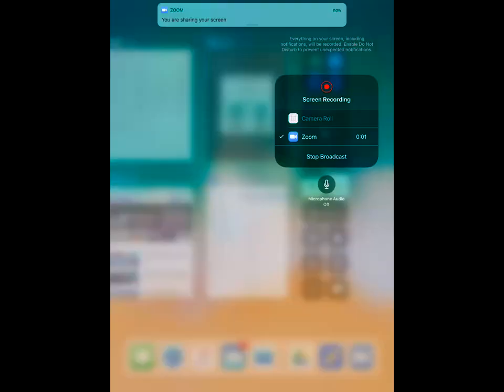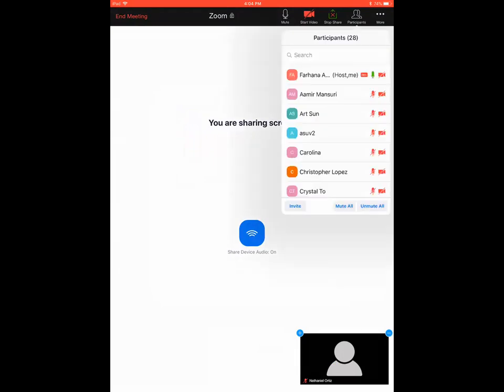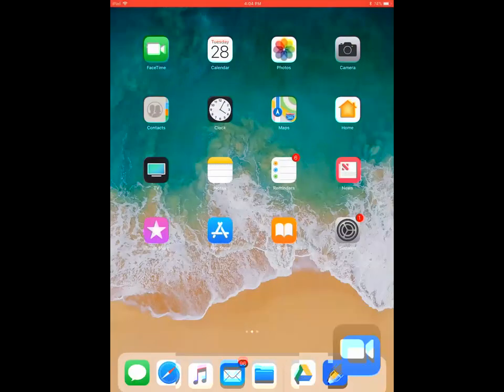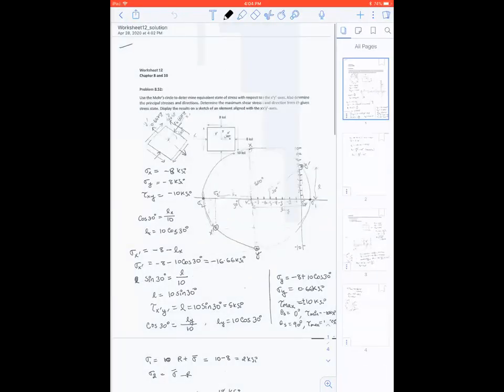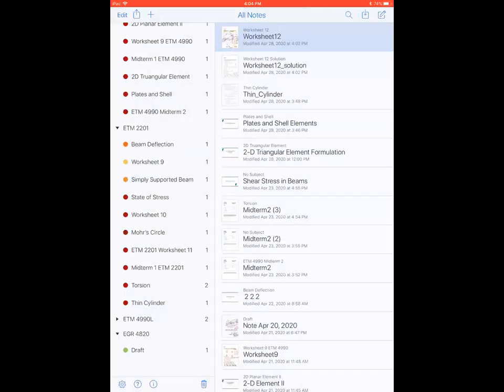And let's share the screen. Okay, last class we looked at Mohr circle, and we were looking at worksheet number 12, and we solved one of the problems. So if I go back, if you remember, this is the solution actually. The one we did last class is this one.